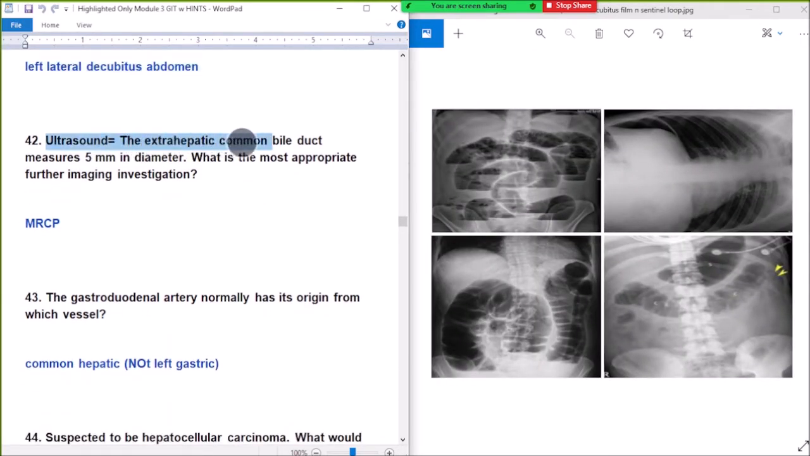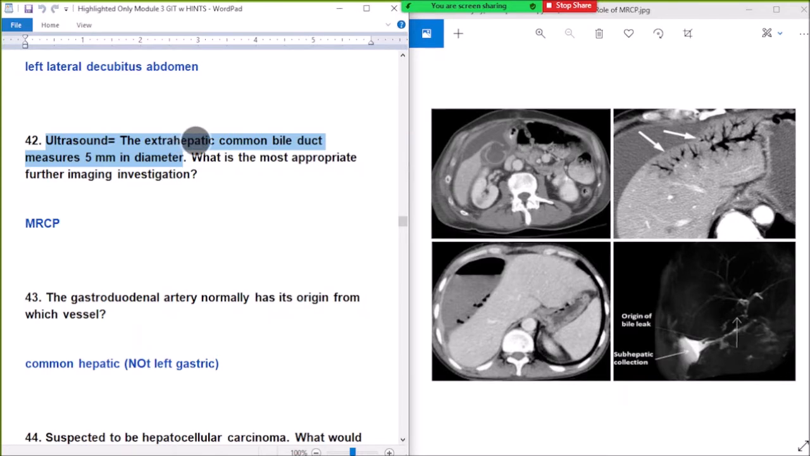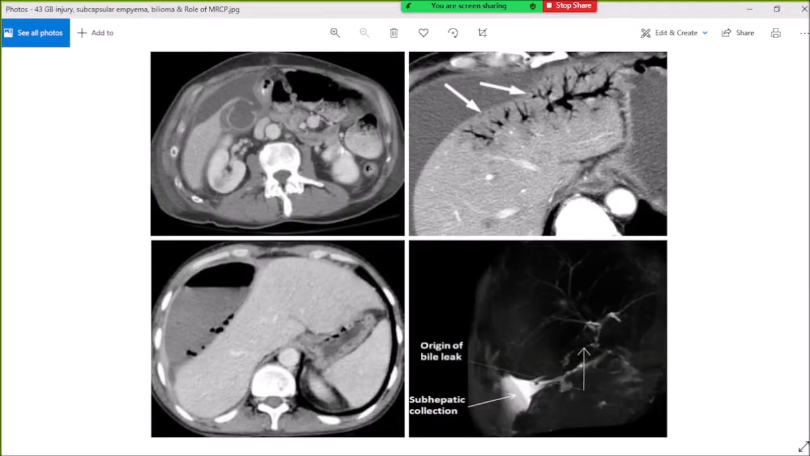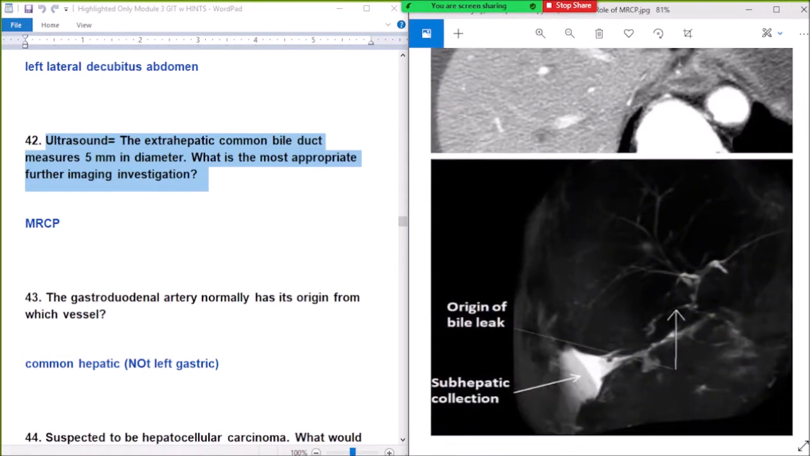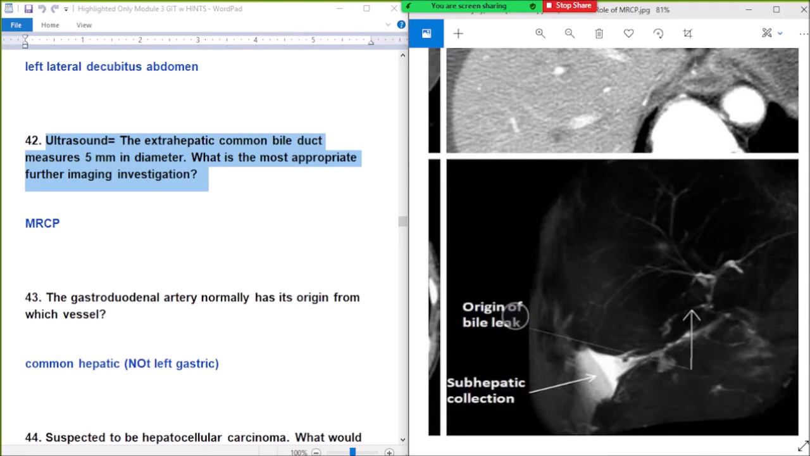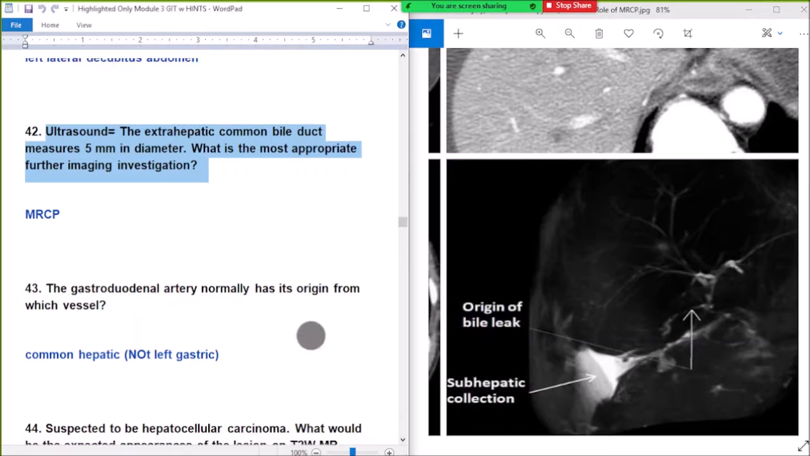Question 42. Ultrasound shows the extrahepatic common bile duct measured 5 mm in diameter. What is the most appropriate investigation? MRCP. This image shows MRCP. The important thing is that in MRCP you will see all fluid, it's an MRI, and you will be able to see fluid-like lesions. So it's used to see subhepatic collections and bile leaks. So if the common bile duct measures 5 mm, the most appropriate imaging investigation is MRCP to see the cause.